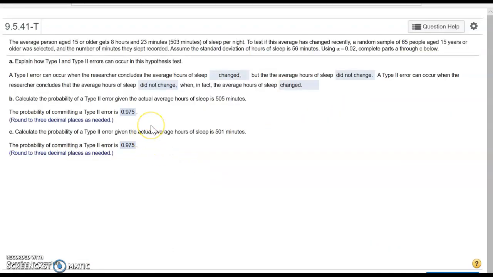And that is how you calculate a type 2 error. Just to review one last time, make sure that you write this down in your notes. A type 2 error is when the null is not rejected, so we're saying there's no change in this particular problem, when it should have been rejected, so there is actually a change. Let me know if you have any questions.